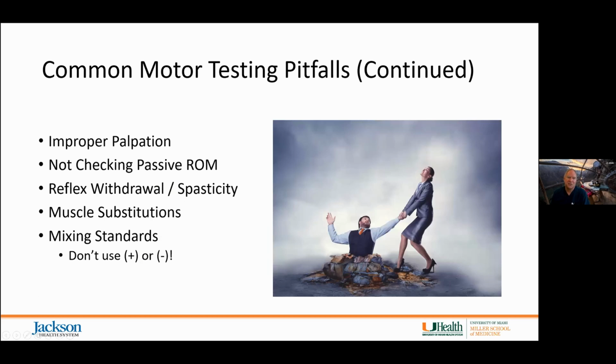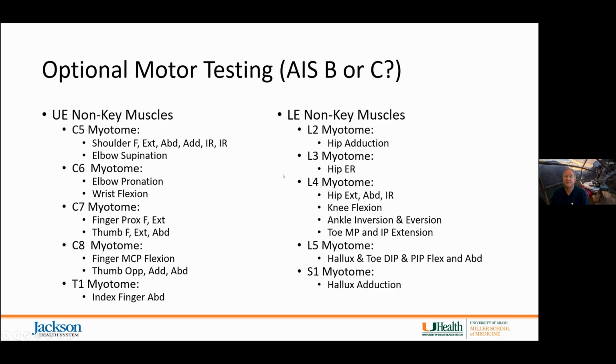Improper palpation, not checking passive range of motion before we go through this. Recognize that some movements can be because of reflex withdrawal or spasticity. Again, recognize that folks can use muscle substitutions, which we encourage, by the way, during rehabilitation, but not while we're testing them. And then making sure that we don't use pluses or minuses when we're doing the ISNCSCI examination. I don't mind that when you're using it for manual muscle testing for any other diagnosis, but we are very, very strict about how we grade motor strength, and it's without pluses or minuses as we go through there.